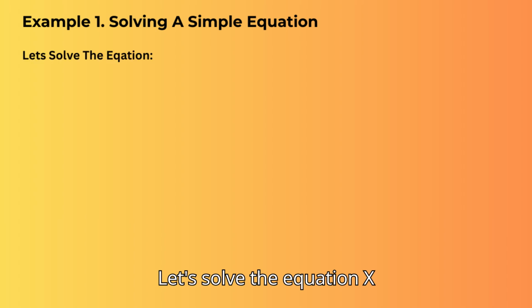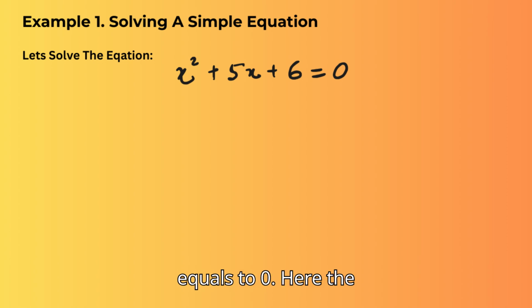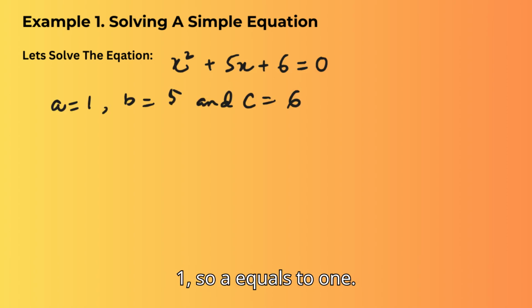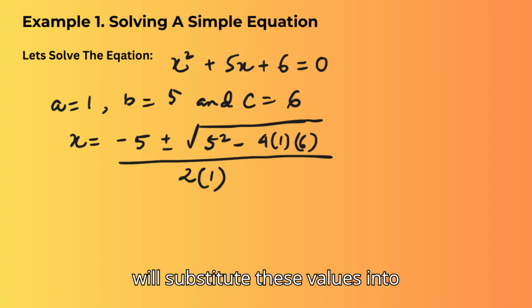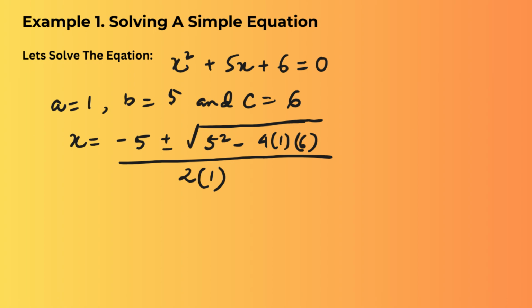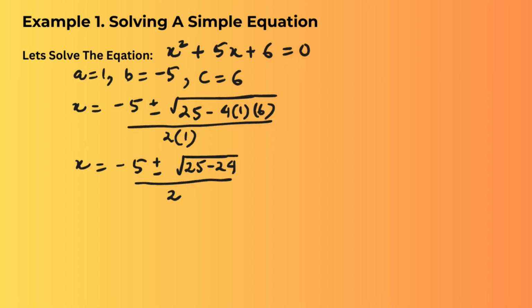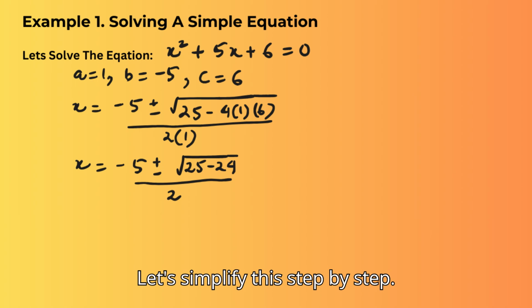Let's solve the equation x² + 5x + 6 = 0. Here the coefficient of x² is 1, so a = 1. The coefficient of x is 5, so b = 5, and the constant is 6, so c = 6. Now we will substitute these values into our formula. Let's simplify this step by step.